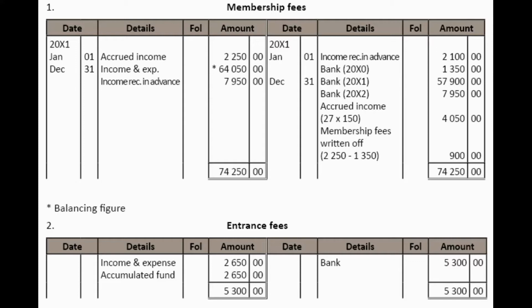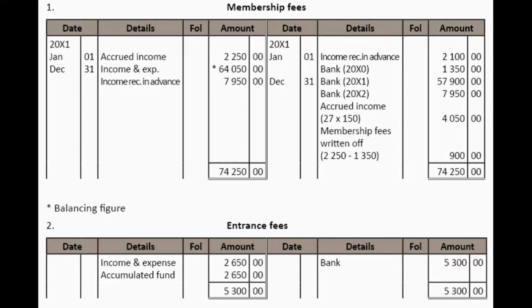How do we get that amount? Is that 2250 less the 1350 that we've received, and that gives us an amount of 900 that we must write off. So you're going to credit your membership fees account and you open your little T account, membership fees written off, and that is 900. Okay, they don't tell us how many members the club had. So that is then the amount that you must calculate.